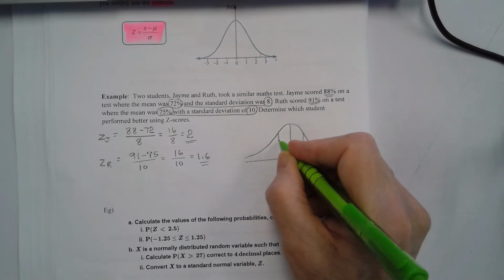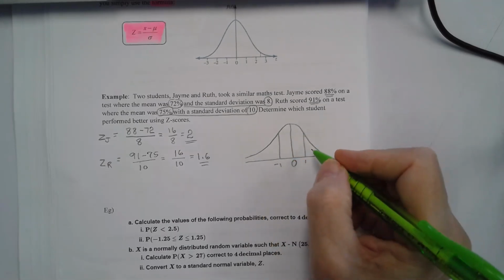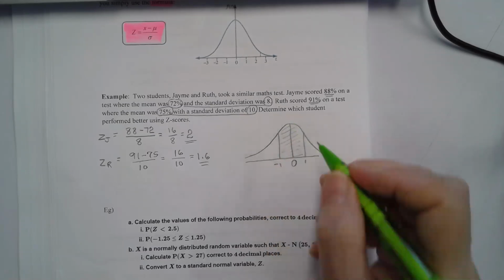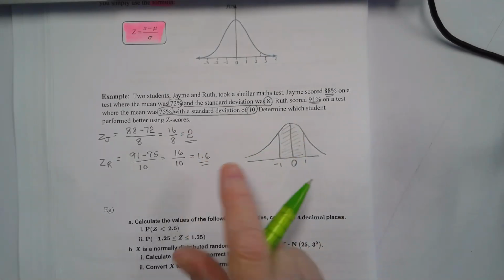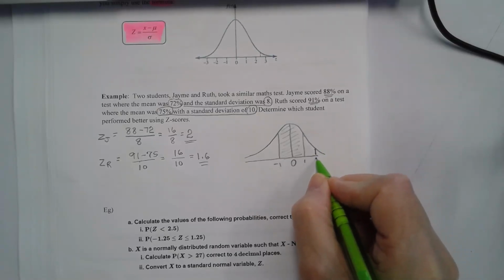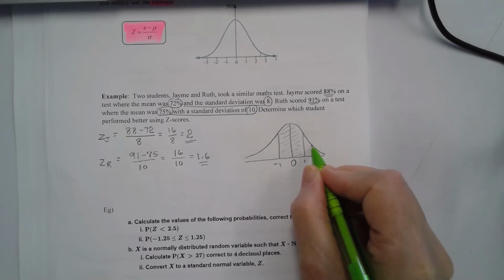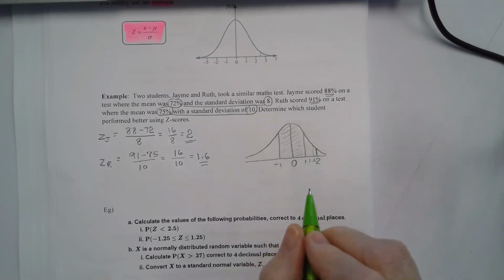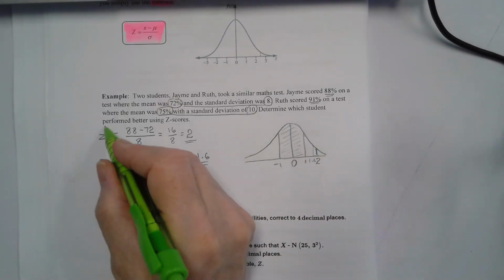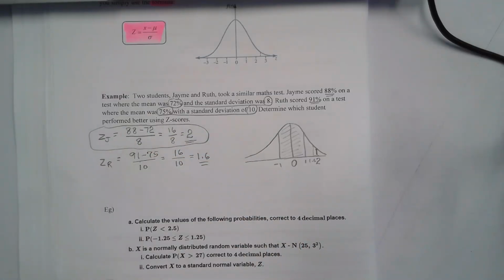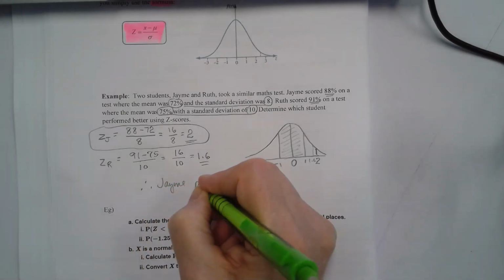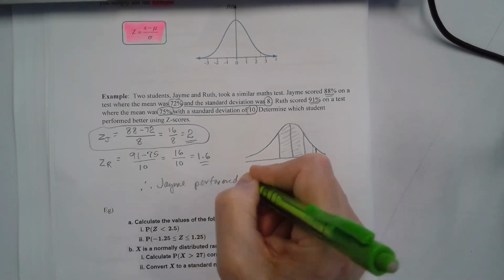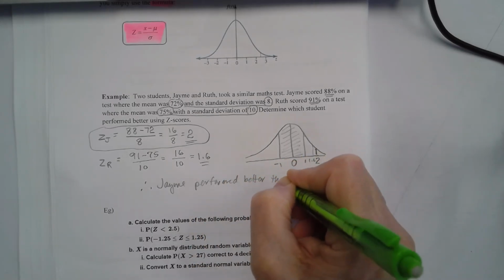What does that mean about a score between 1 and -1? How many are there? 68% of the scores are in here. So these two people are very bright. Okay? 2 standard deviations is all the way over here, and 1.6 is right here. Agreed? So who did better? Jamie, of course. It's much easier to compare when we have a z-score. So I'd say, therefore, Jamie performed better than Ruth.